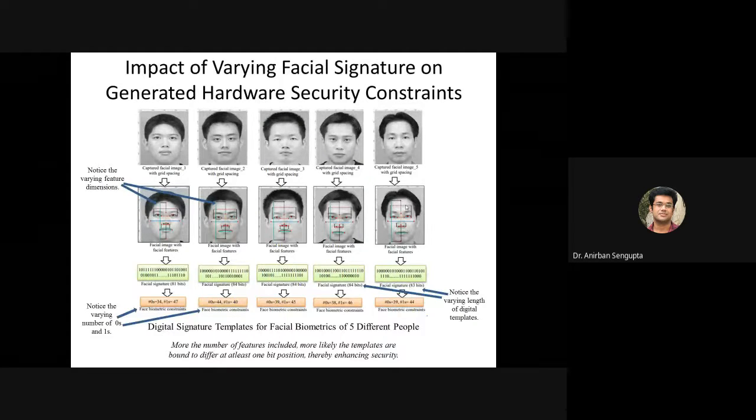Let us also have a look at the impact of the varying facial signature on the generated hardware security constraints. As you see here, for different images, we see that the facial signature also changes quite a bit, and the varying lengths of the digital templates is a reflection of the fact that the size of the facial biometric signature will also change in terms of zeros and ones. So the more features included, the more likely the template is bound to differ, at least in one bit position, thereby enhancing the security perspective.